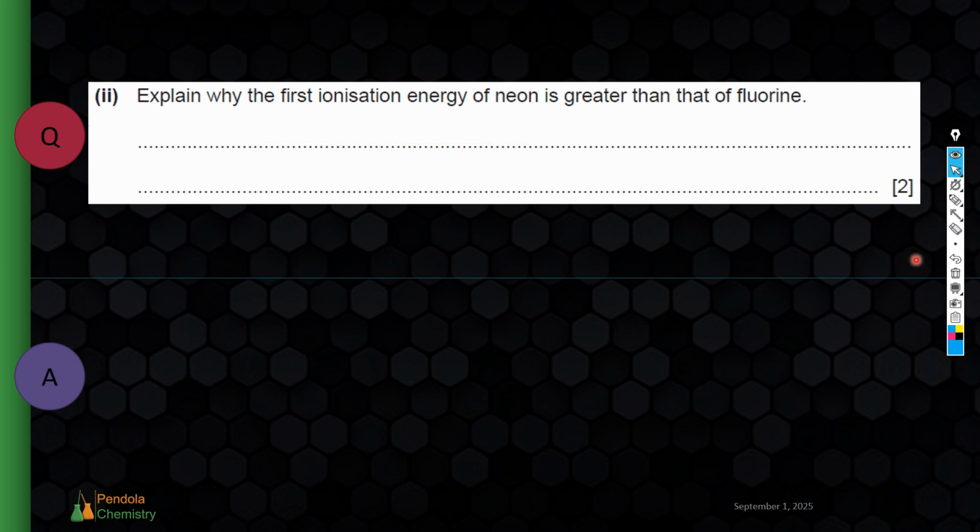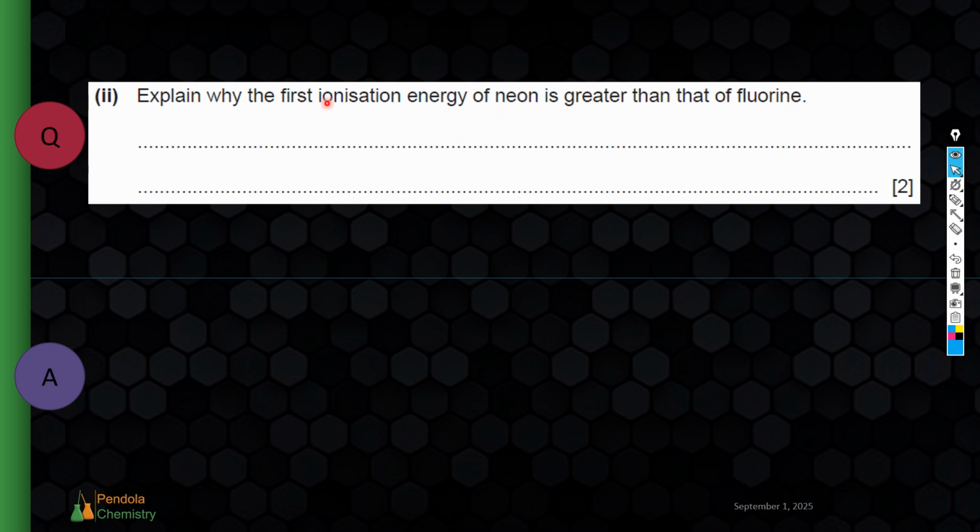Now let's look at one more question before we finish up this chapter. If we look at this paper 2 question, explain why the first ionization energy of neon is greater than that of fluorine. So here we're being asked to compare 2 ionization energies.